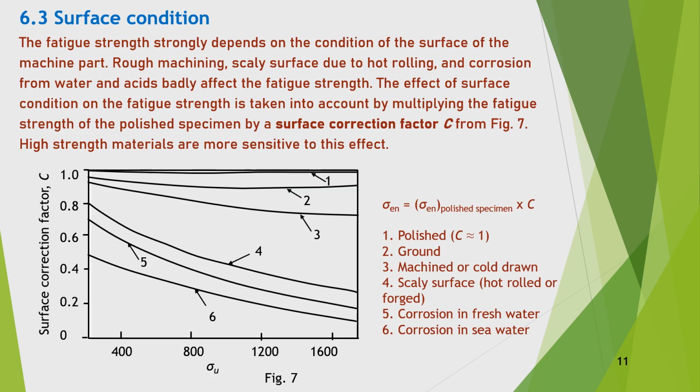The fatigue strength strongly depends on the condition of the surface of the machine part. Rough machining, scaly surface due to hot rolling, and corrosion from water and acids badly affect the fatigue strength. The effect of surface condition on the fatigue strength is taken into account by multiplying the fatigue strength of the polished specimen by a surface correction factor C from figure 7. High strength materials are more sensitive to this effect, as can be seen from the figure.